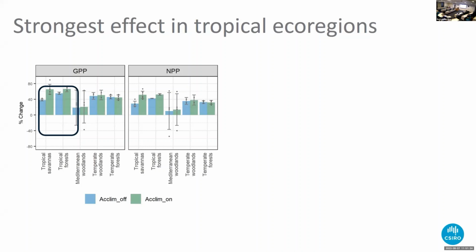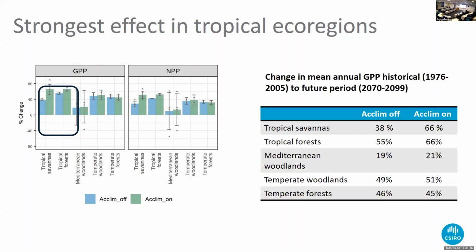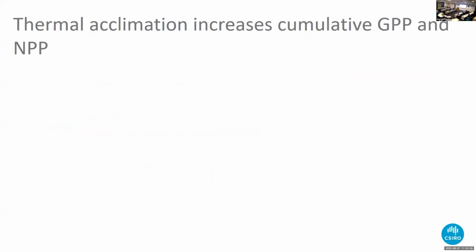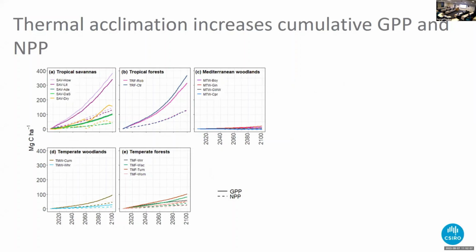We also see a similar effect in cumulative GPP and NPP. So what you're seeing here is the difference between the acclimation on and the acclimation off run. For the cumulative GPP and NPP, GPP is the solid line, NPP is the dashed line. We've got them grouped by ecosystem type again, and each colour represents a different ecosystem. And again, we see the tropical forests and the tropical savannas have the greatest increase in the cumulative uptake that can be attributed to thermal acclimation of photosynthesis.